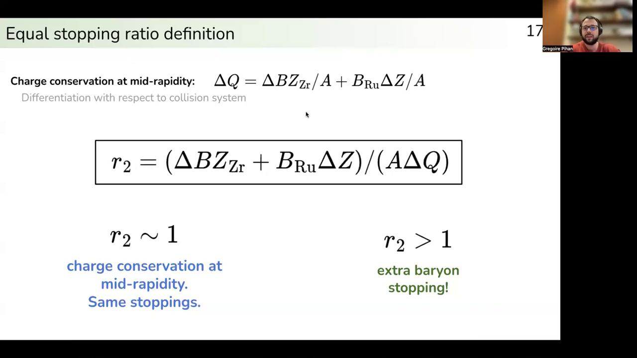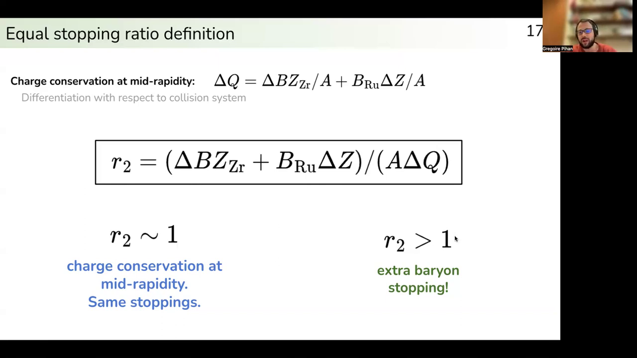That's it. And then you can differentiate this relation between those two systems. You consider that this delta is between the ruthenium and zirconium, and you simply obtain this formula. This formula says that the difference in baryon number measured at mid-rapidity between ruthenium and zirconium will be connected to this value with that coefficient. And here it's the baryon number measured for ruthenium, and we see the delta Z here. So this has to be understood as, we call it R2 in this study, that if this ratio is close to 1, then the global charge conservation applied to mid-rapidity is respected.